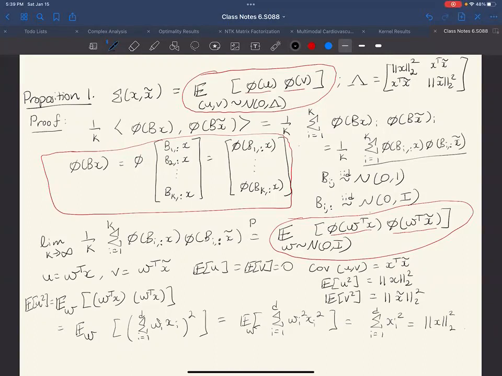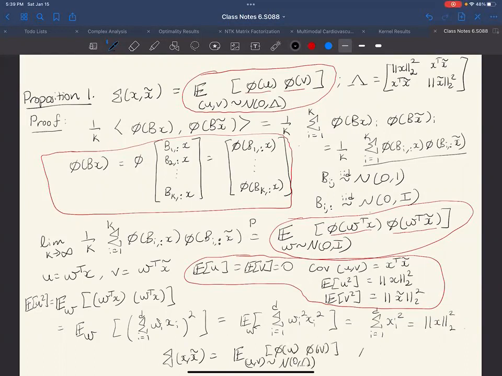But now we're good to go, because we know what the covariance structure and the means look like. Well, what's the final result? The final result is that we conclude that sigma of x tilde in probability converges to the expectation of phi(u) phi(v), with (u, v) drawn from normal 0, lambda. And lambda, of course, is exactly what we said. It's just the covariance matrix that's computed here: norm of x squared, x transpose x tilde, x transpose x tilde, norm of x tilde squared.